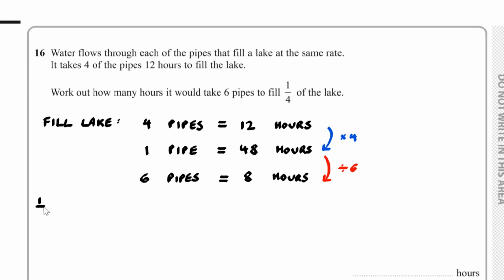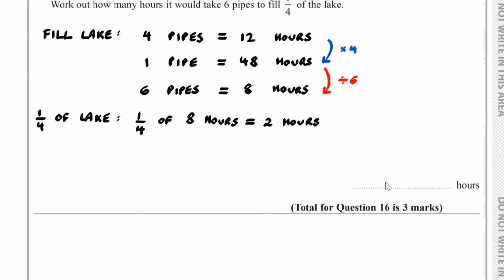So now if I have 1/4 of the lake, 6 pipes take 8 hours to completely fill the lake. So I would have 1/4 of 8 hours, which equals 2 hours. So I've got 2 hours.